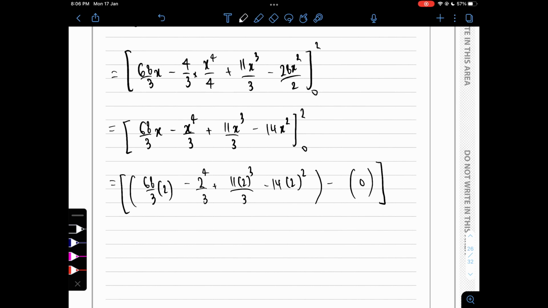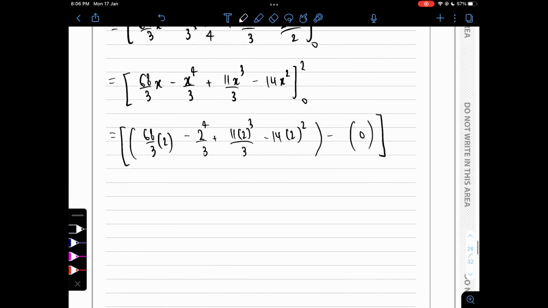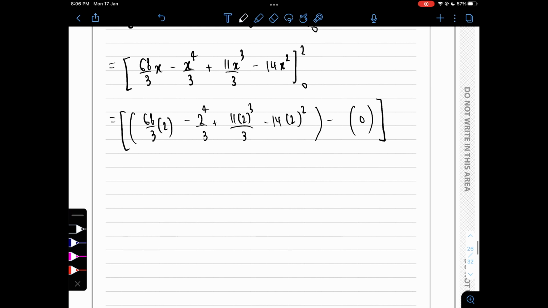Okay, so let's put it in the calculator. So 68 over 3 times 2 minus 2 to the power 4 over 3 plus 11 times 2 to the power 3 over 3 minus 14 times 2 squared is equal to 40 over 3. So area of R equals 40 over 3 units squared. That is the answer.